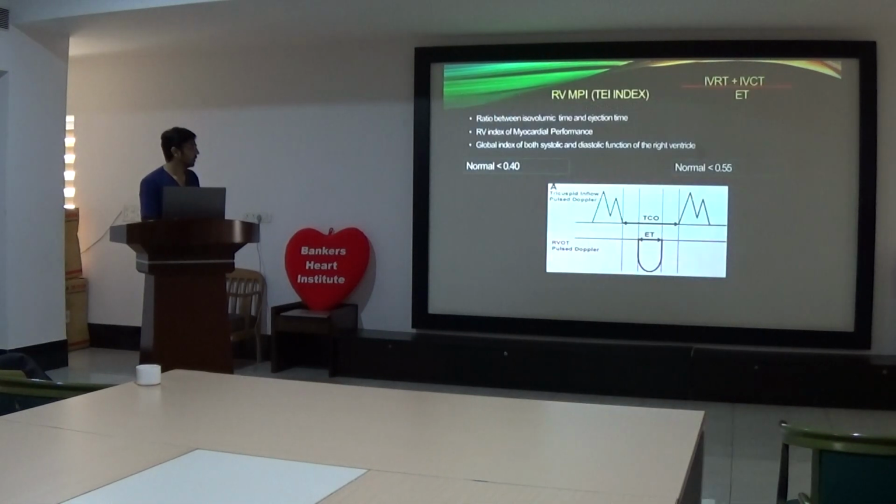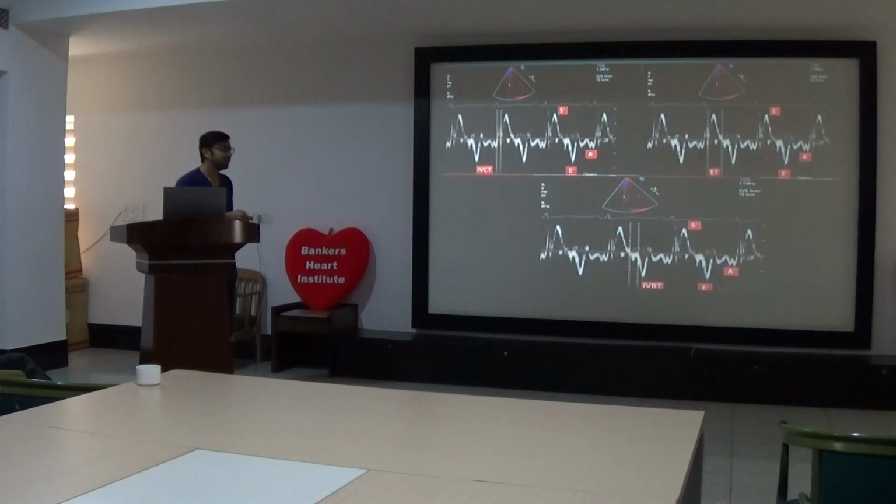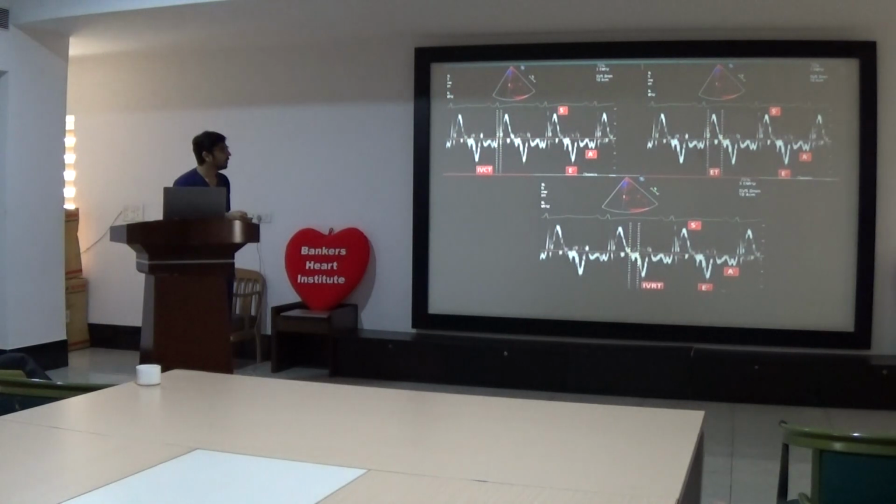And RVOT pulse flow Doppler is either pulmonary valve PW or CW, whatever you say. But anything, it has to be pulse flow Doppler or continuous flow Doppler. It is not tissue Doppler. So whatever you are showing, that is another way to check this Tei index. Then IVCT, IVRT you can take on this. ET you have to take on pulse flow at the RVOT level. Maybe there is some mistake in the images. Okay, actually, I understand.